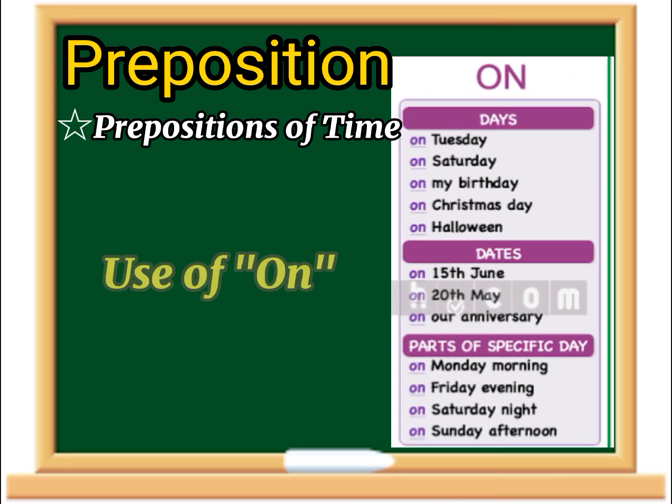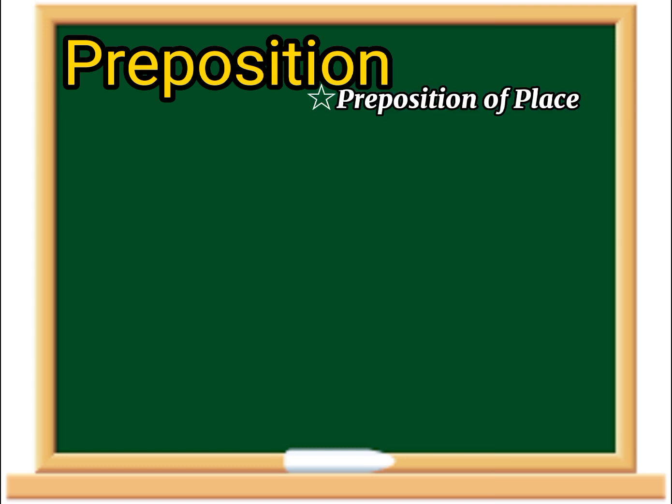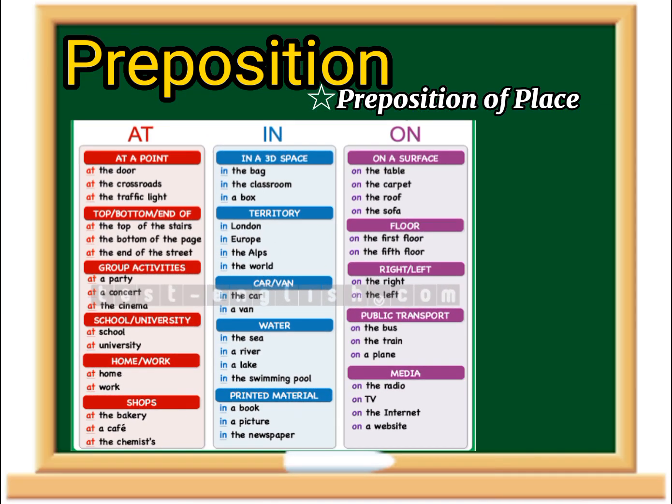At the last, we will see the use of preposition of time on. It is used for days, for example, on Tuesday. It is used for dates, for example, on 15th June, and for the parts of the specific day, on Monday morning. Now we will move for the preposition of place.